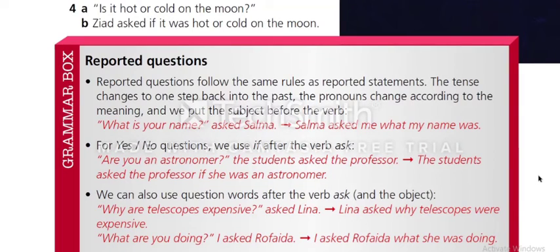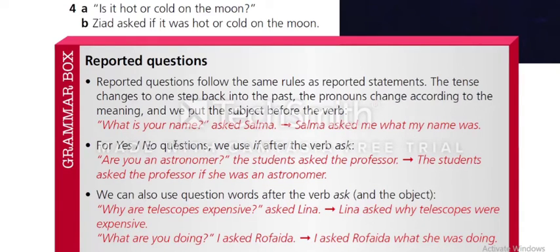Here you have the grammar box. Reported questions. Reported questions follow the same rules as reported statements. The tense changes one step back into the past. The pronouns change according to the meaning, and we put the subject before the verb. "What is your name?" asked Selma. Selma asked me what my name was. So we changed the tense, is became was, and the order: is your name became my name was.